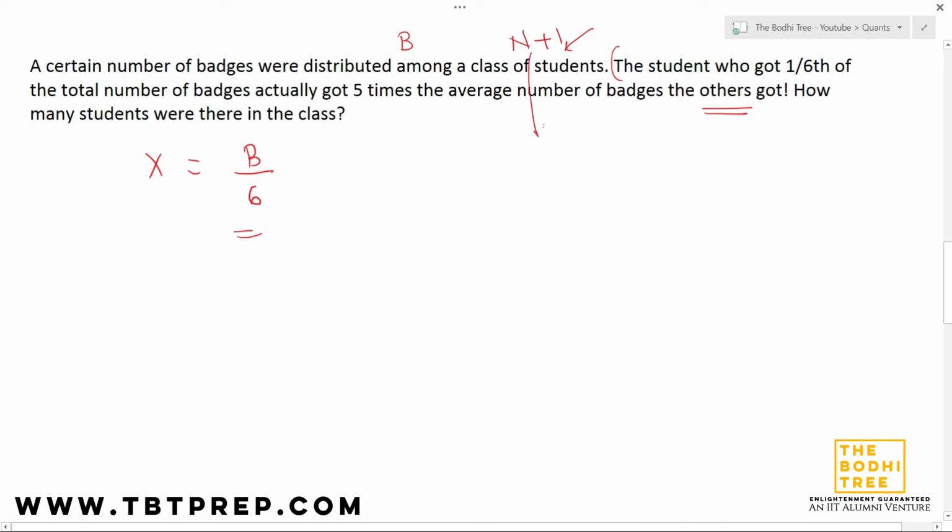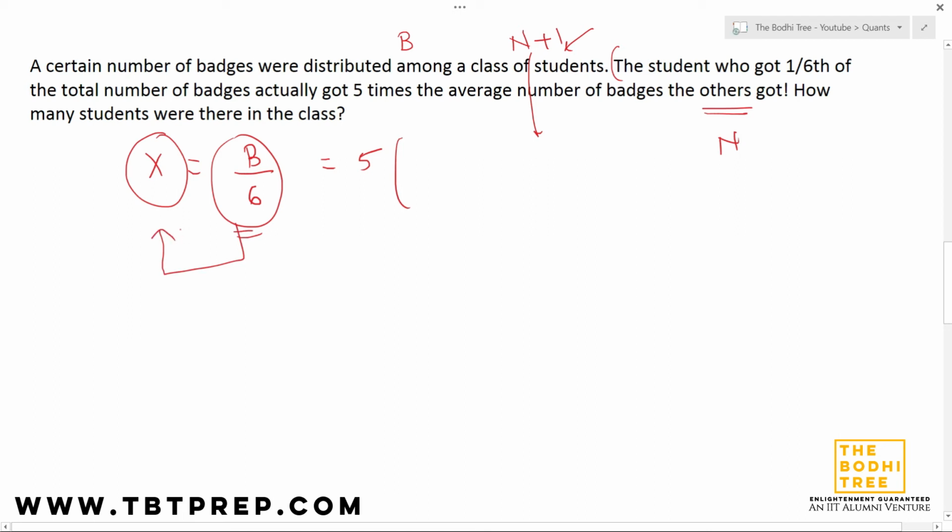I have done this because this one student who is X, he is getting B by 6 badges. So the remaining students will be N plus 1 minus 1, which is N. So we'll be working with N now. Easier for us, right? So there are N students who are remaining. Others are N students. So what are they saying basically? So B by 6 is nothing but 5 times the average number of badges the others got. So B by 6 badges are handed over to this one person, right?